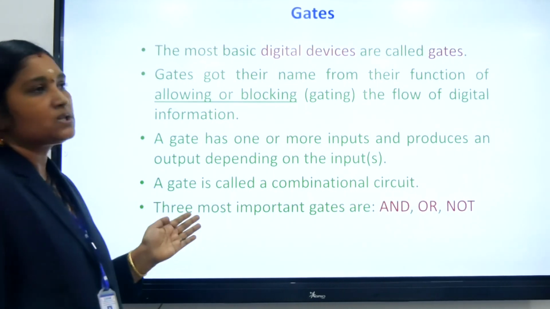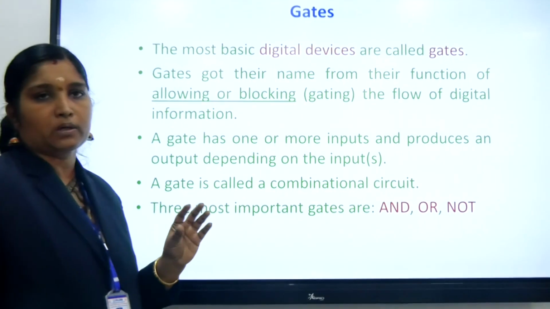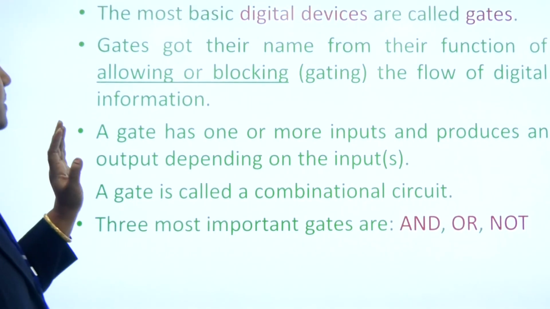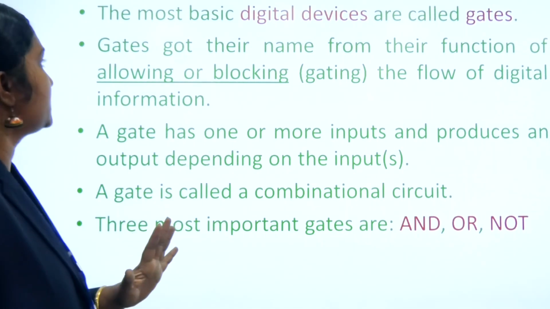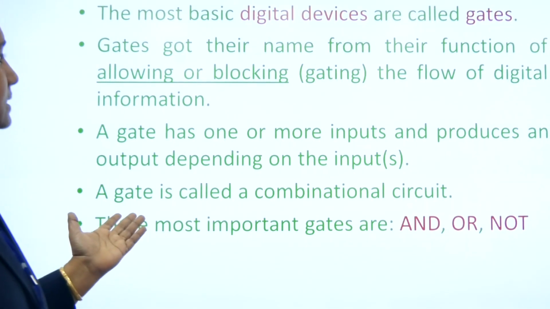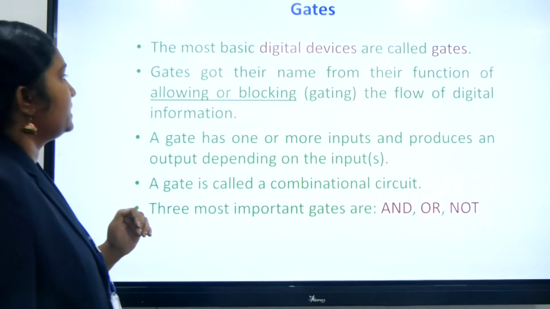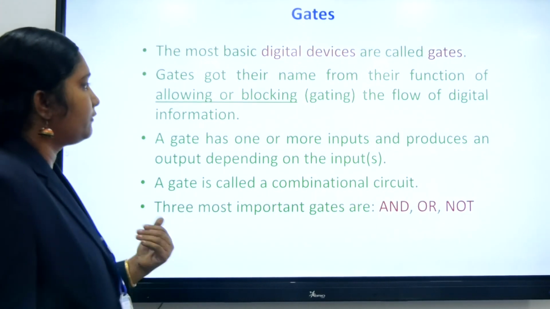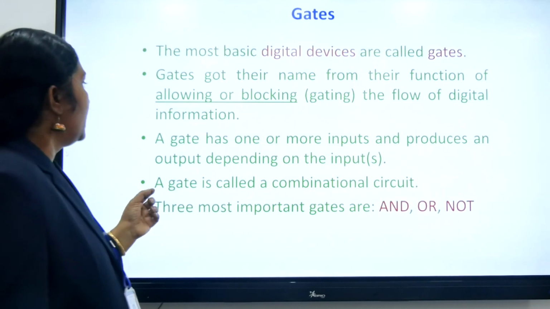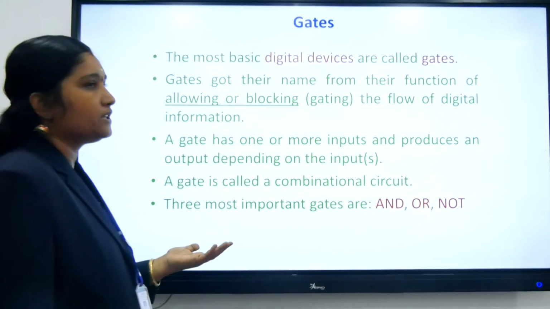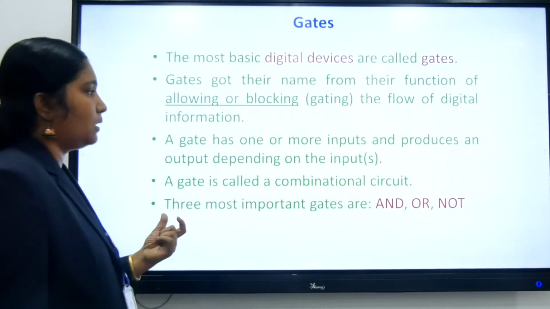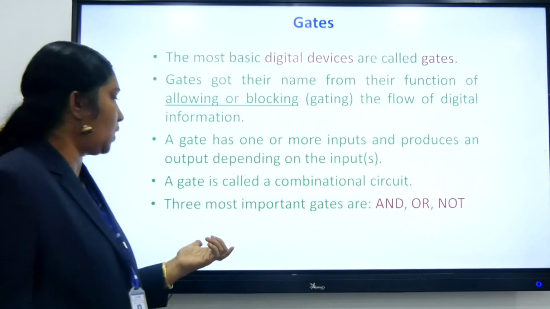Gates are the basic building blocks of combinational logic circuits. The most basic digital devices are called gates. They are called gates because, according to the function, they can allow or block the flow of digital information. A gate has one or more inputs which produce a single output. A gate is called a combinational logic block.